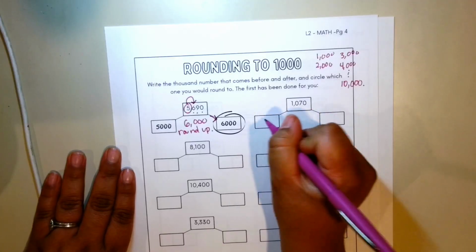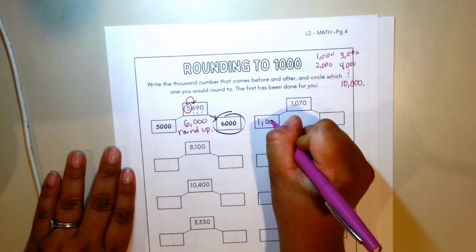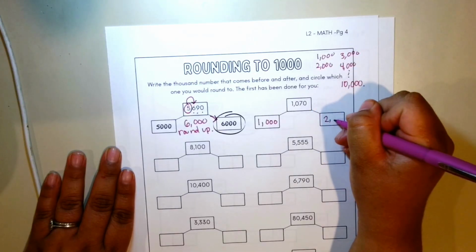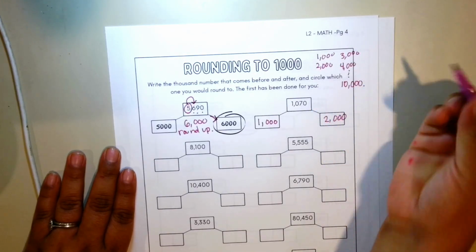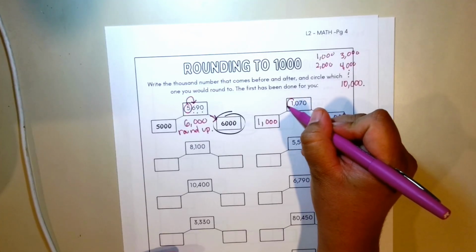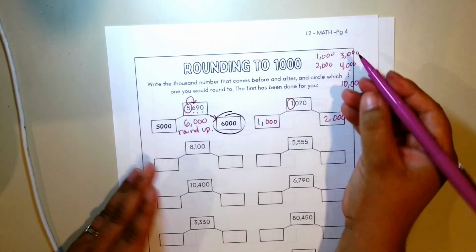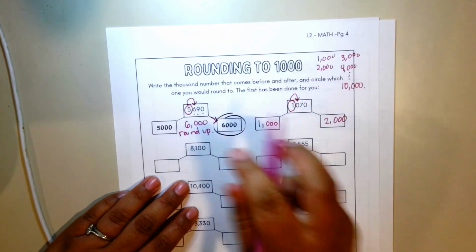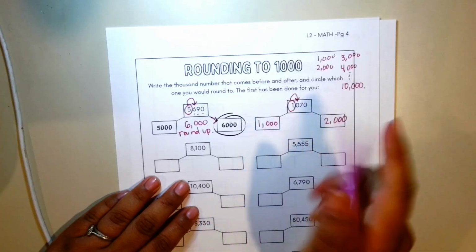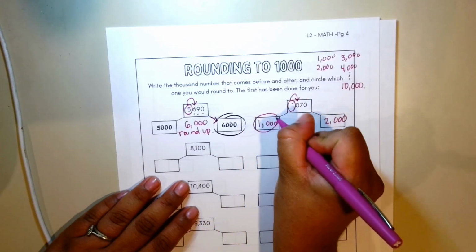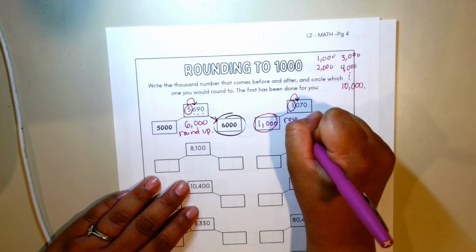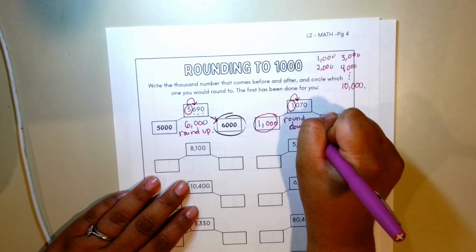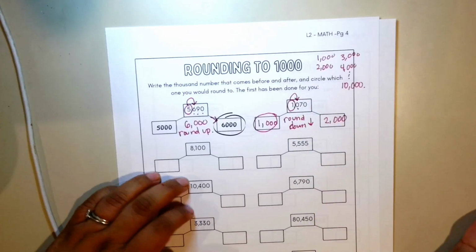Next one. Our number is 1,070. So on the lower end, we'll have 1,000. On the higher end, we'll have 2,000. Okay, so circle your target number, which is thousands. Look to the right. If it's 4 and below, round to the lower end. So we'll round down, because it was a 0, right?